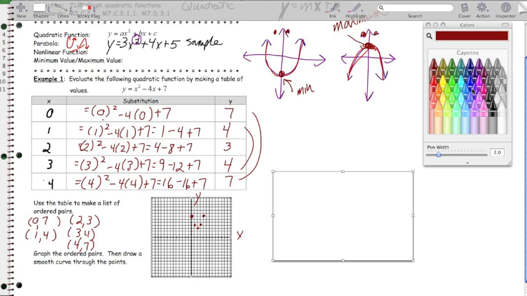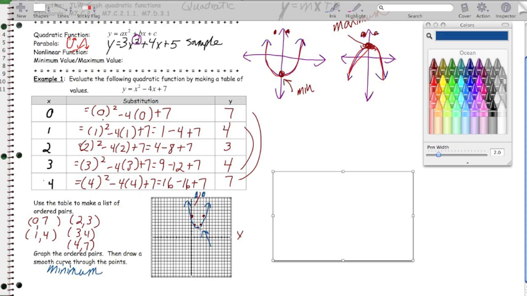Oh, look at that. It says graph them, then draw a smooth curve through the points. Makes a nice parabola. If we continued to pick other points, they would all fall on that line. In this case, we have a happy face, so we're going to have a minimum. If they ask you that, which they didn't here, but if they do, that's how you figure it out.